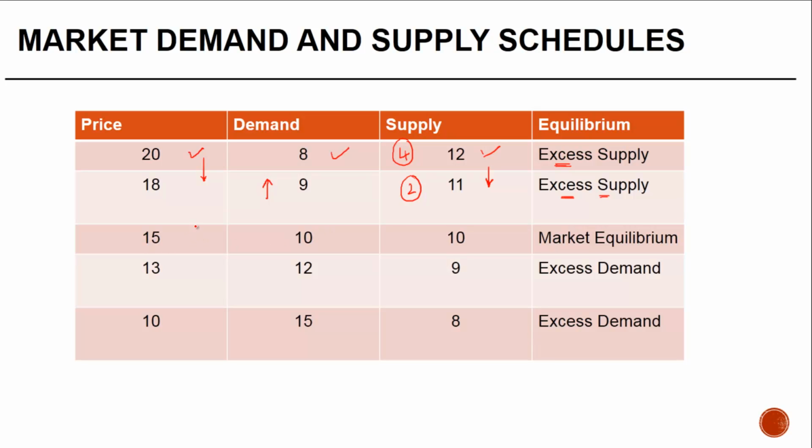Similarly, if the price is 13, the demand is 12, supply is 9, there are 3 units of demand which is more, so we say there is an excess demand. But at a price of 15, I'm not getting into 10 because this is something similar to 13, the demand is 10 and the supply is also 10, and this is where the equilibrium is achieved. This price is known as the equilibrium price, and the state of the market is known as market equilibrium.